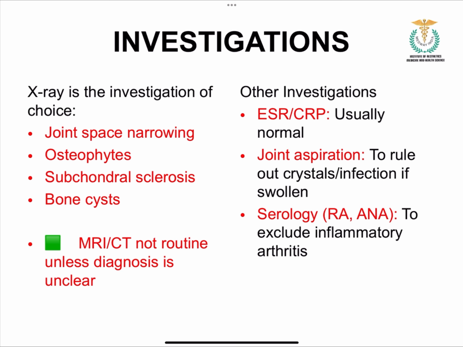And MRI and CT is not routine unless the diagnosis is unclear. So if even after all these examinations and investigations you are not sure about the osteoarthritis, then you can go for an MRI and CT scan. So these are the investigations you have to do while doing the diagnosis.